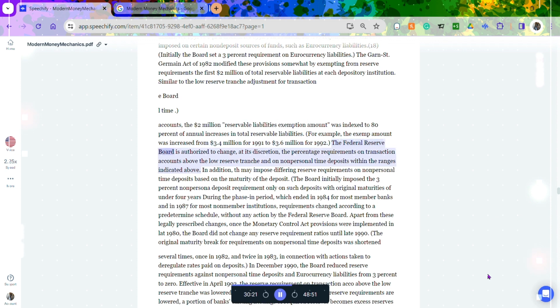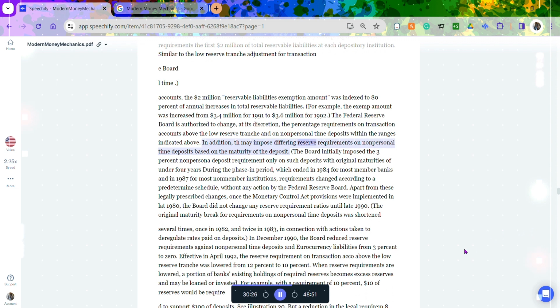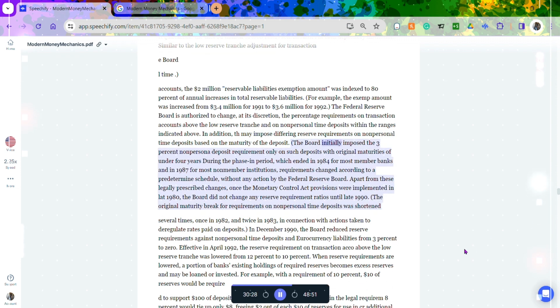The Federal Reserve Board is authorized to change, at its discretion, the percentage requirements on transaction accounts above the low reserve tranche and on non-personal time deposits within the ranges indicated above. In addition, it may impose differing reserve requirements on non-personal time deposits based on the maturity of the deposit. The Board initially imposed the 3% non-personal time deposit requirement only on such deposits with original maturities of under 4 years. During the phase-in period, which ended in 1984 for most member banks and in 1987 for most non-member institutions, requirements changed according to a predetermined schedule, without any action by the Federal Reserve Board.